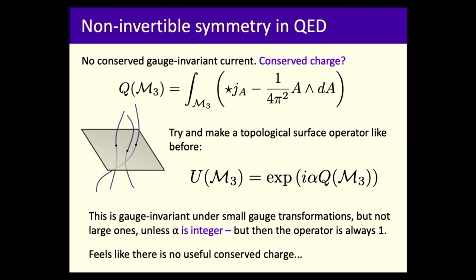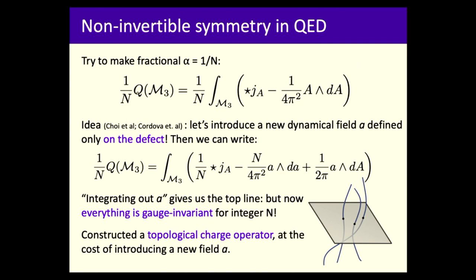Okay. Now, it feels like there's no useful conserved charge, but there's something that you can do, which is the following. Let me just press on and try to make sense of this. Let me try to generate a fractional alpha, so a fractional phase rotation, 1 over n, where n here is an integer. Okay? Let me try to make sense of this. The idea of these two papers is the following.